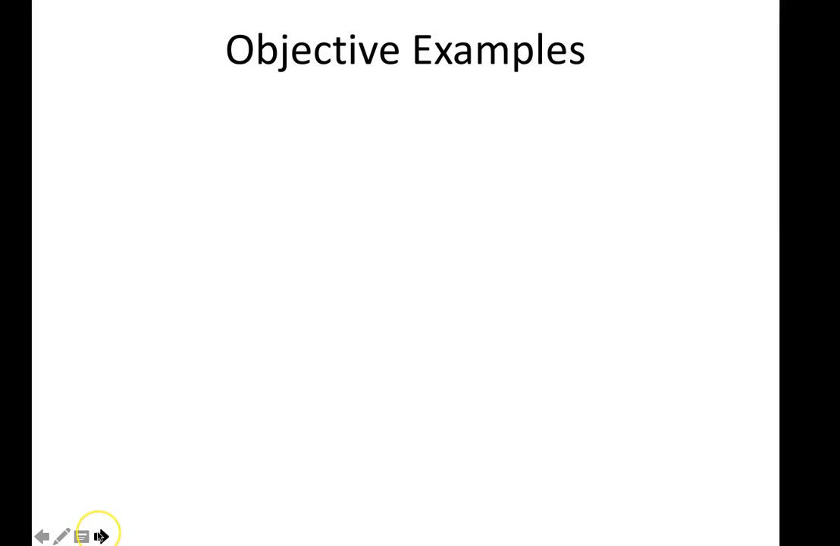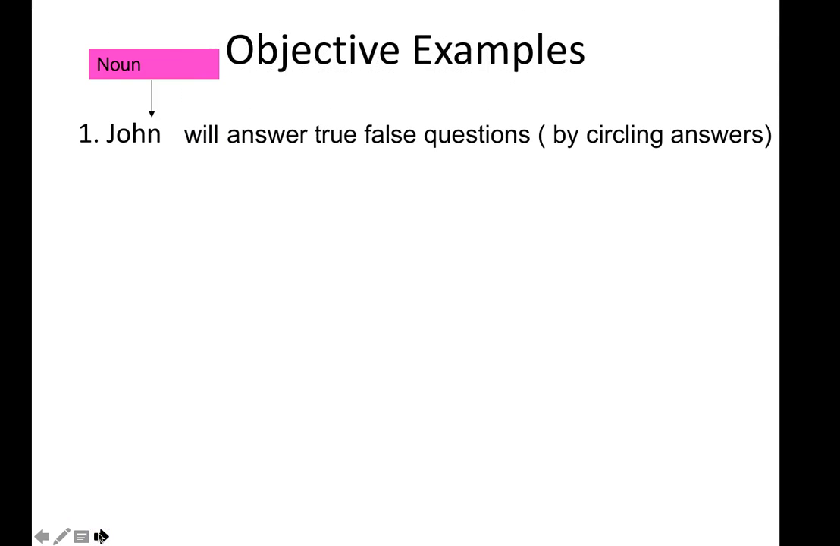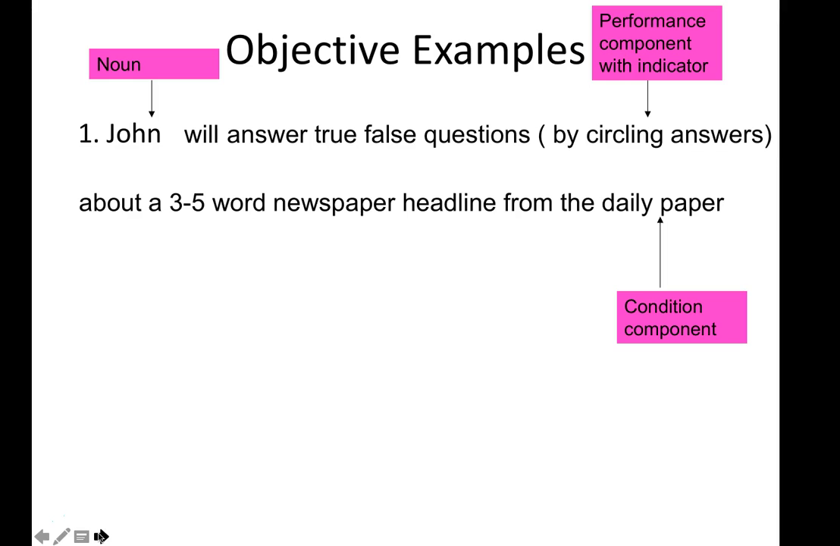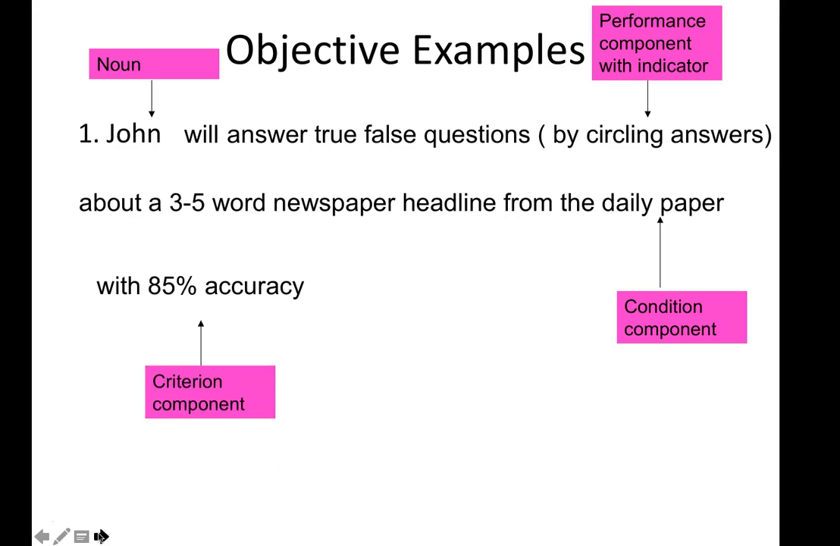Okay, so I'm going to do a few quick examples. I know this is going a little long. John, that's the noun, will answer true-false questions by circling answers. So I have a performance component with an indicator because this is a covert verb. Will answer. Answer is covert. About a 3 to 5 word newspaper headline from the daily paper. Condition component with 85% accuracy, and that's my criterion.